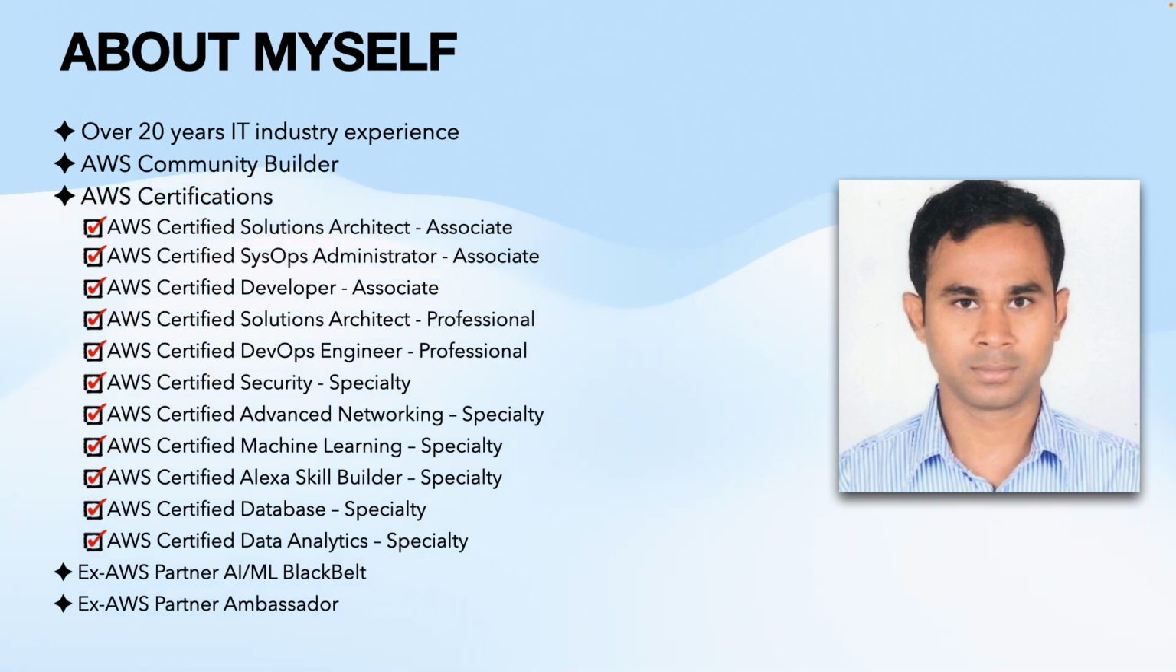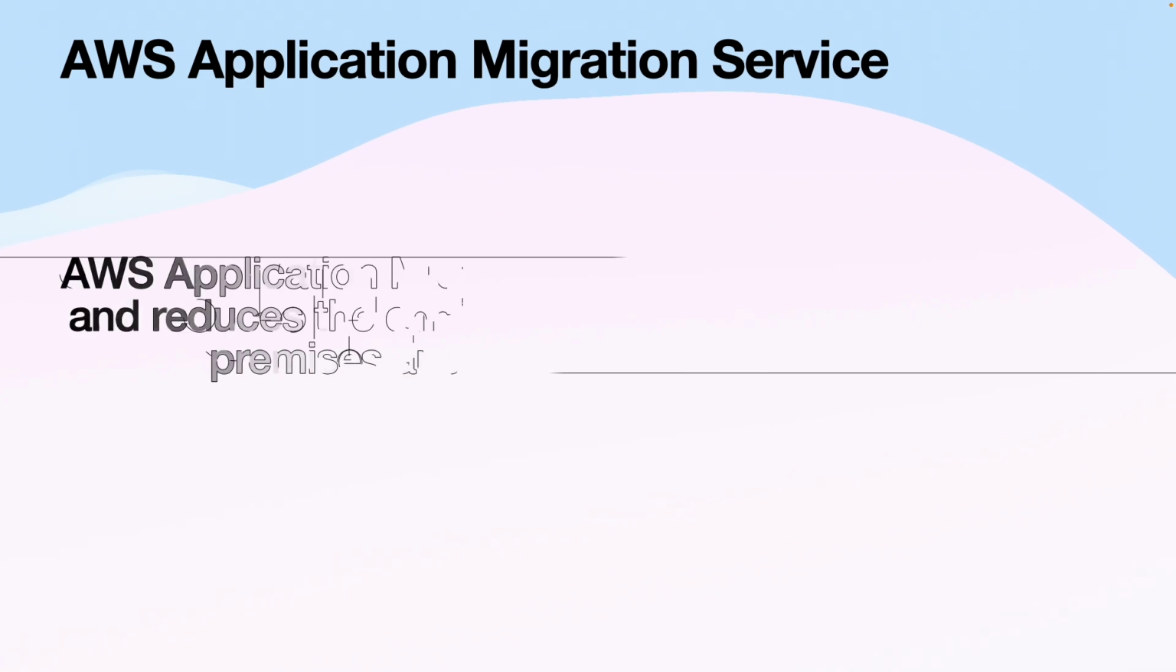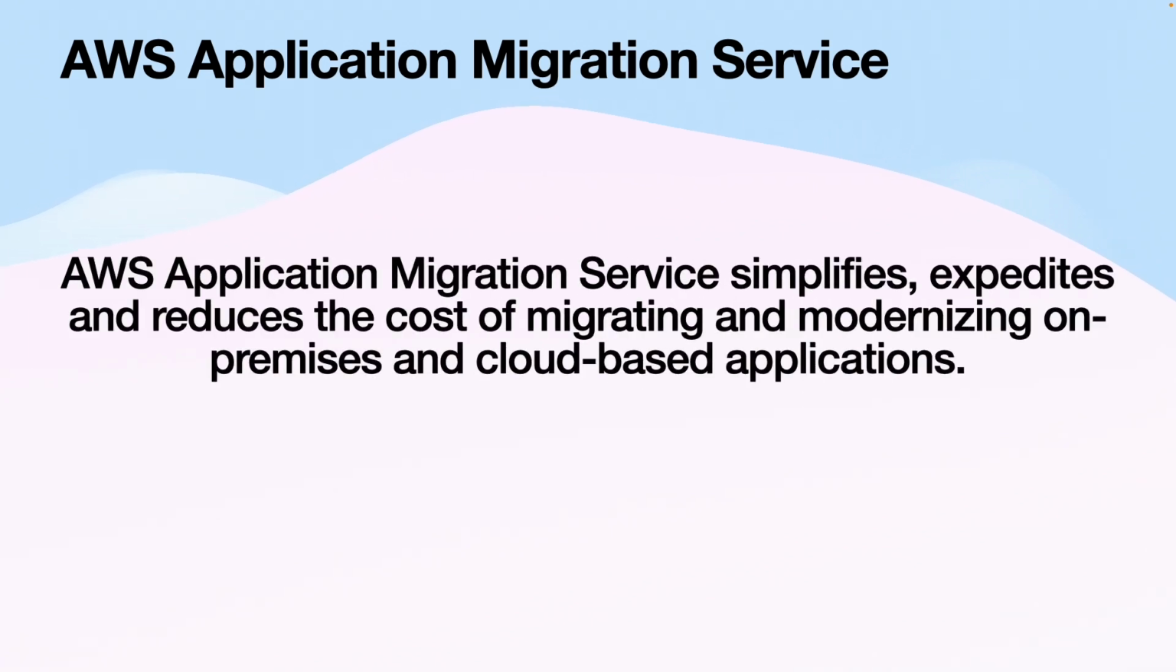Let's now briefly see what AWS Application Migration Services is, its benefits and use cases, and let's review the architecture that we are going to implement in this demo. First, let's see what AWS Application Migration Service is. AWS Application Migration Service simplifies, expedites, and reduces the cost of migrating and modernizing on-premises and cloud-based applications.